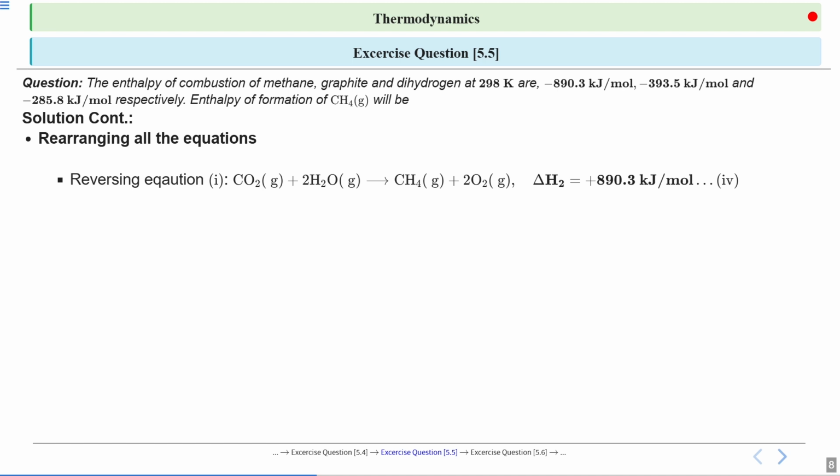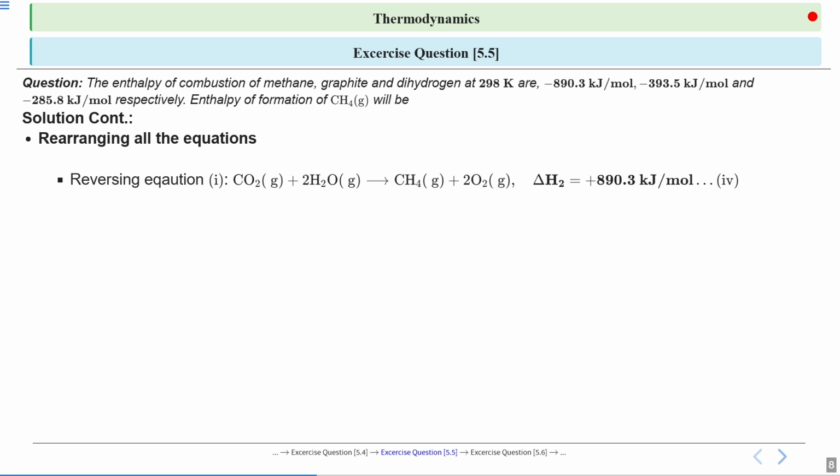Now in this situation, I am writing it as delta H2. Why am I writing it as delta H2? The thing is very simple, because now we are not dealing with the combustion of methane. It's a different equation. You can see that the methane is not being combusted. Instead of that, it is being produced. So I have taken a different enthalpy symbol, which is delta H2.